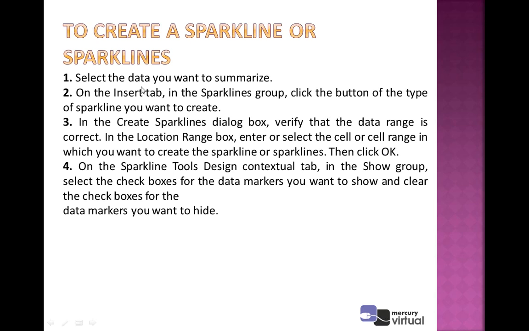How to create? Select the data you want to summarize. Go to the Insert tab. Go to the Sparkline group. Click the button of the type of the sparkline you want to create. Then in the Create Sparklines dialog box, verify that the data range is correct. When the data range is correct, simply press the OK. Then in the single cell, the sparkline diagram will appear.